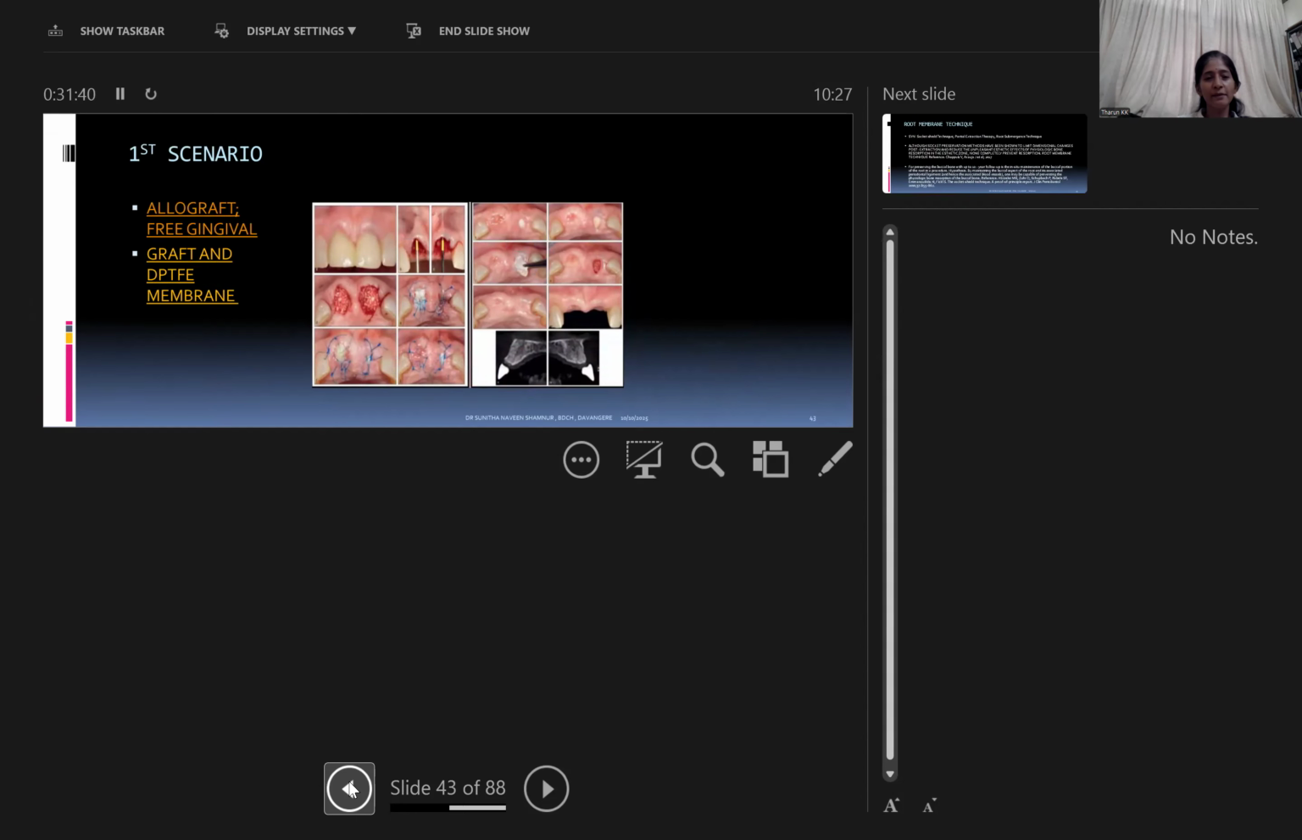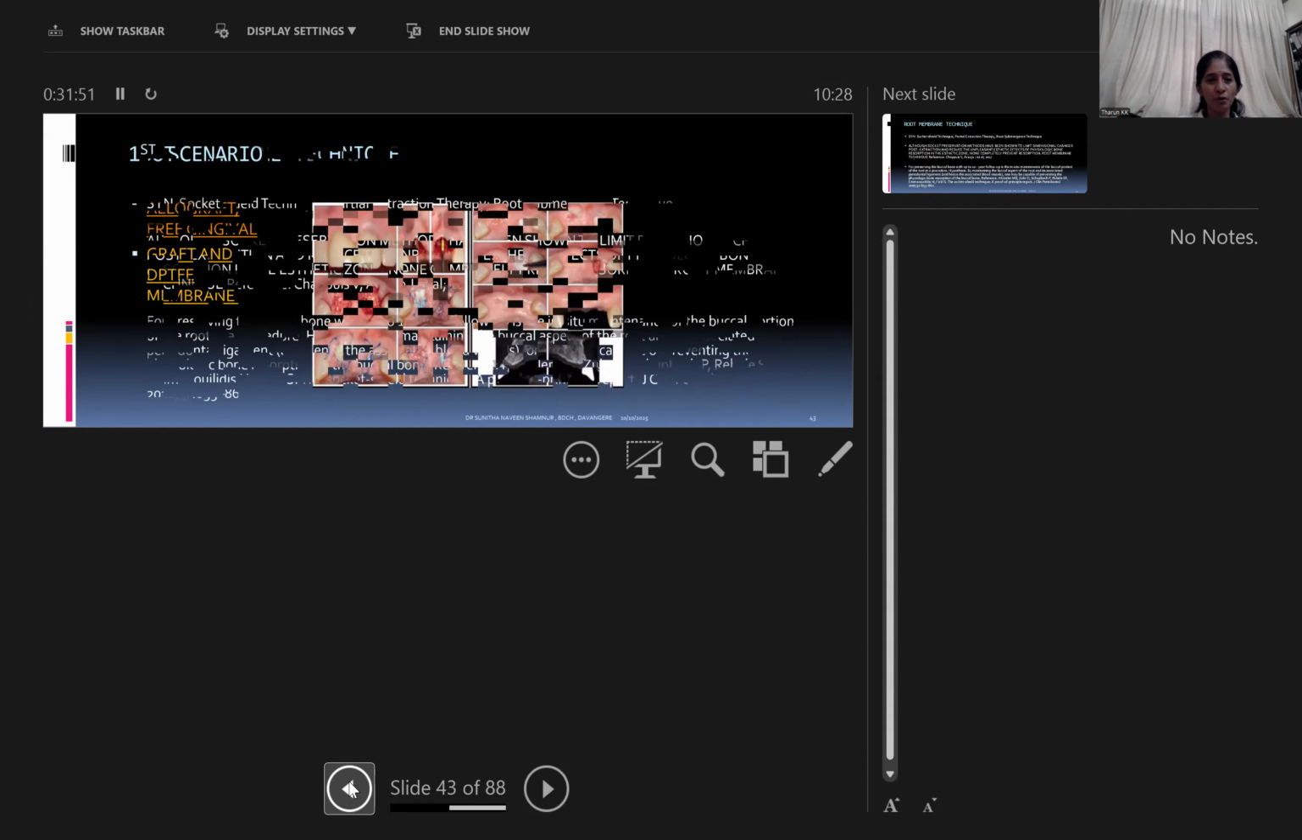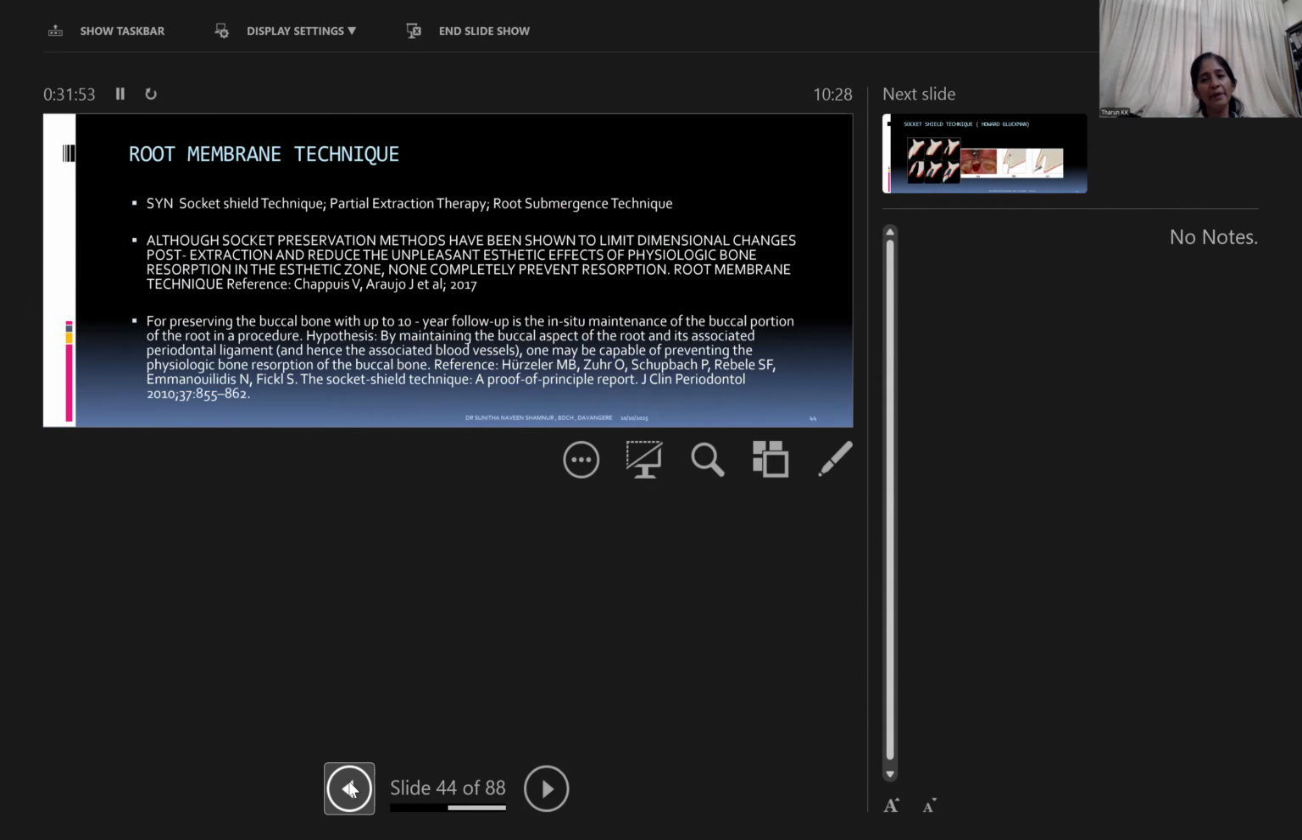Now we discussed this simple scenario. You have an intact buccal plate, so please go ahead with the allograft, follow it up with a free gingival graft, and use a membrane to approximate the extraction wound. Second would be your root membrane technique. What is a root membrane technique? This is also called the socket shield technique, partial extraction therapy, or a root submergence technique.